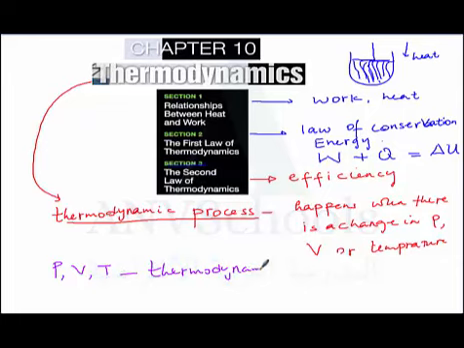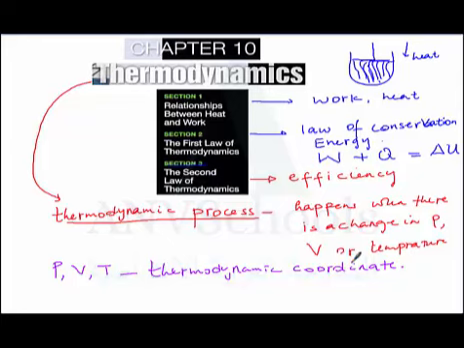Thermodynamic coordinates. So a thermodynamic process is a process that can occur whenever there is a change in either of these thermodynamic coordinates. This is like a highlight, the introductory part of this chapter.